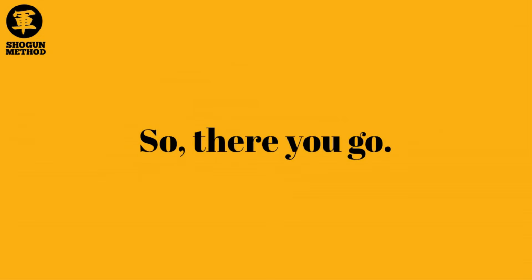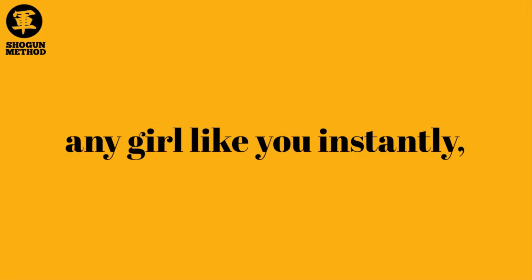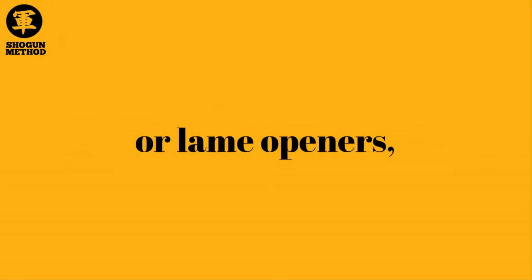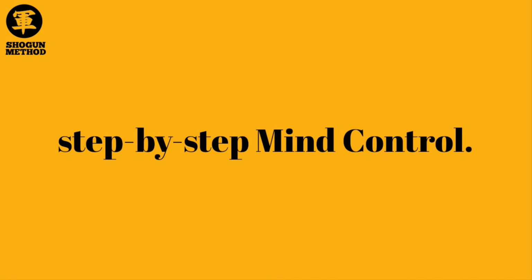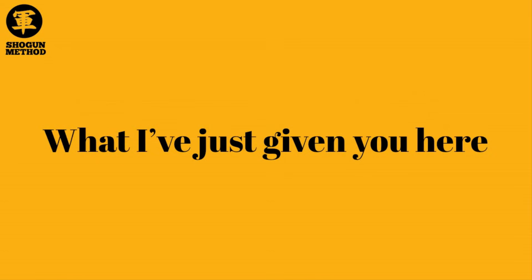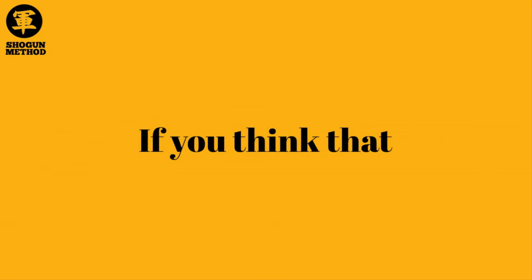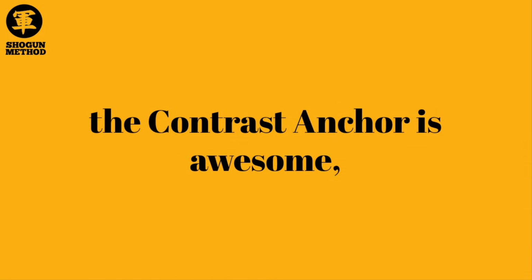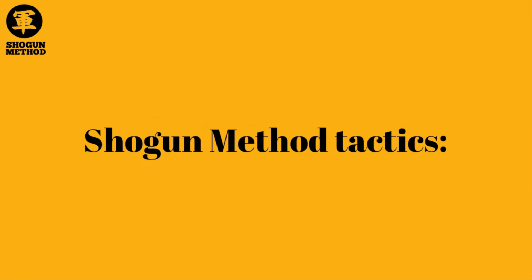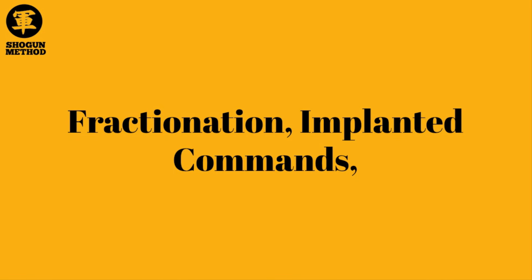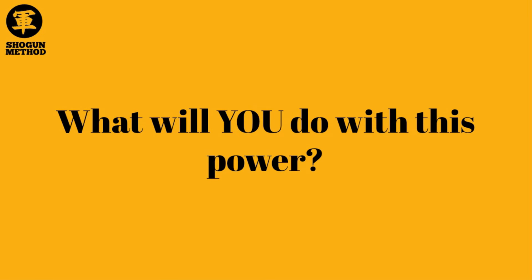So, there you go. You now know how to make any girl like you instantly, not with cheesy pickup lines or lame openers, but with systematic, step-by-step mind control. Here's what you must understand. What I've just given you here is a taste of the wealth of knowledge you're going to get from me. If you think that the contrast anchor is awesome, imagine what happens when you combine this with the more advanced Shogun Method tactics: fractionation, implanted commands, false memories, and the other Shogun sequences. What will you do with this power?